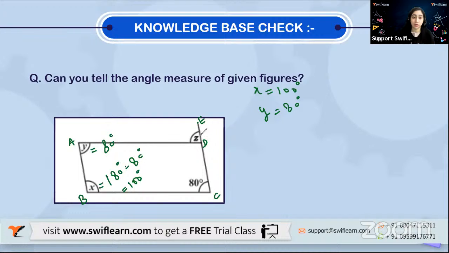Now we need the value of Z, and that is an exterior angle. That is not an interior angle. So what do we know? That Y will be equal to Z. How? See, this is a parallelogram where two lines are parallel, and this line is a transversal. And we know that when a transversal cuts two parallel lines, the Y angle is equal to the Z angle. That's why we'll say the Z angle is also equal to 80 degrees.